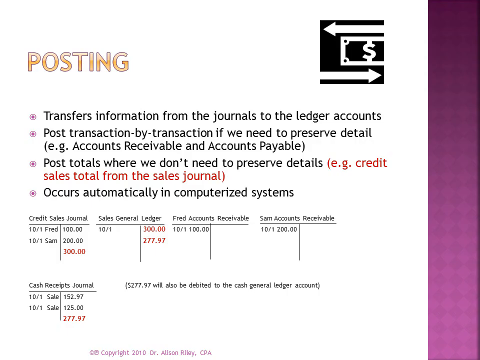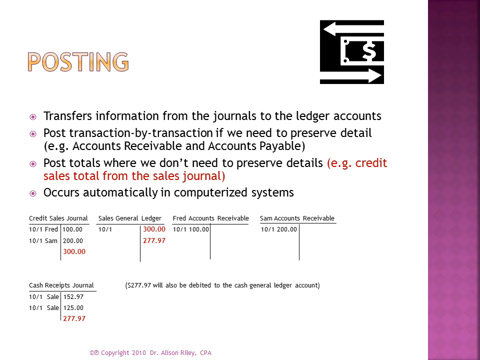We post totals, on the other hand, from the special journals to the general ledger because we don't need to preserve the individual details. For example, we can post our total sales on credit to our general ledger sales revenue account and total cash receipts from sales to our general ledger sales revenue account. These two postings are much quicker than posting each sale transaction separately.